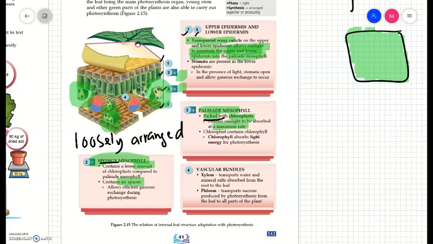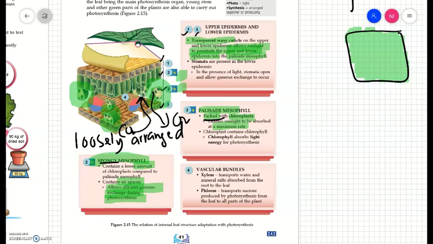Air space ni ruang udara. Okay, bila ada ruang udara, ada ruang. Spaces means it can allow efficient gases exchange during photosynthesis. So photosynthesis is not just about sunlight and water. It also needs carbon dioxide, and it releases oxygen as a byproduct. Jadi maksudnya it needs to be loosely packed sebab senang nanti carbon dioxide to enter, and then senang nanti oxygen to be released. Itulah maksudnya gases exchange.